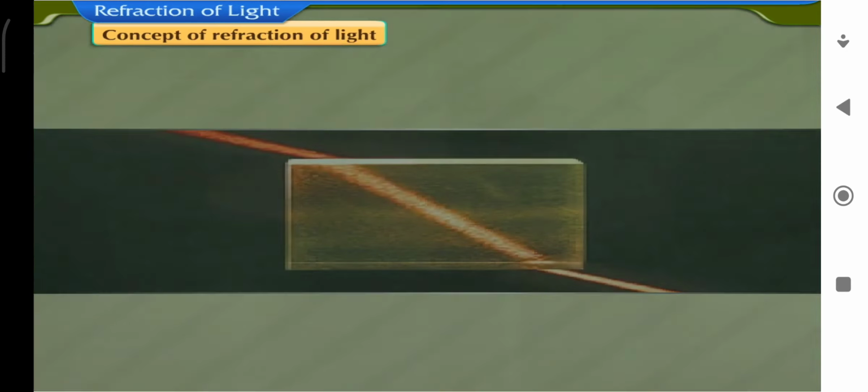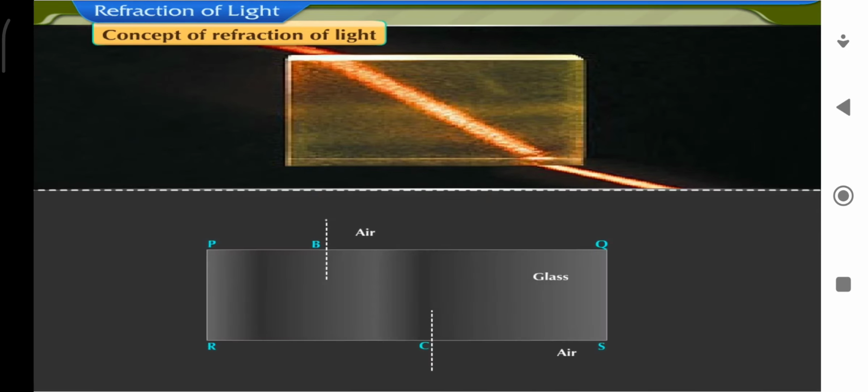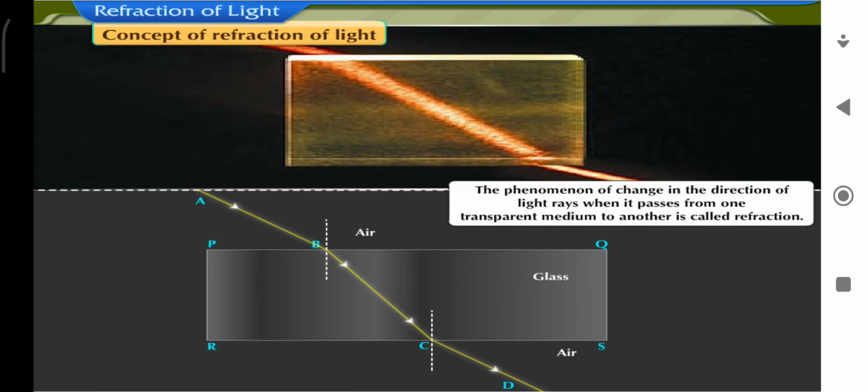It has been found that light rays propagate with different speeds in different media. Therefore, the direction of propagation of light rays changes when it travels from one medium to another. The phenomenon of change in the direction of light rays when it passes from one transparent medium to another is called refraction. Let us understand the change in the direction of path of light rays due to refraction with the help of an activity.